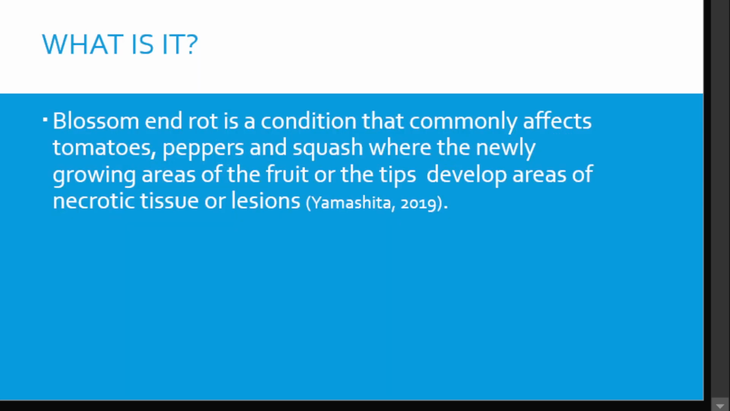So first off, what is it? Blossom end rot is a condition that commonly affects tomatoes, peppers, and squash where newly growing areas of the fruit or tips develop areas of necrotic tissue or lesions.